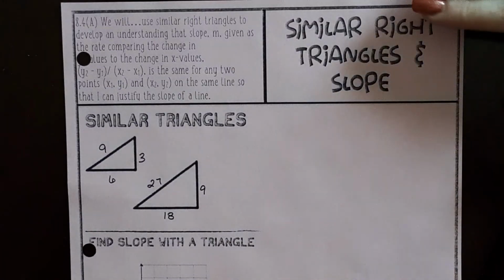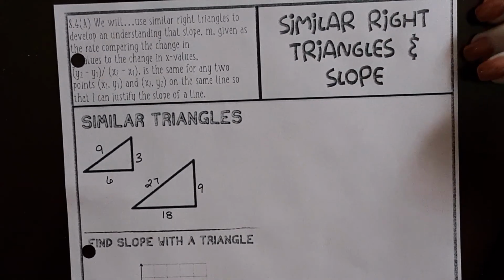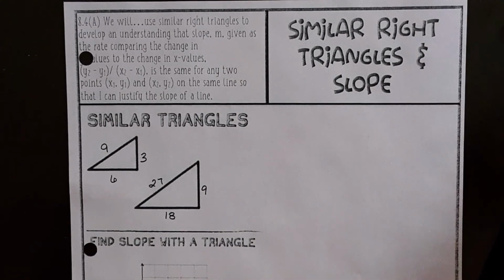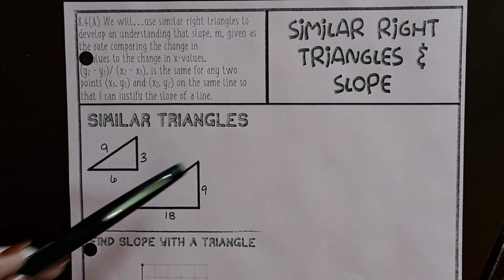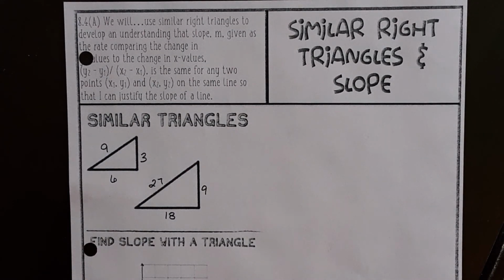So lesson number 2 in Unit 4, we're still working with slope. This is finding slope using similar triangles. On your anchor chart for your triangles, I'd like you to write these measurements for the two triangles.